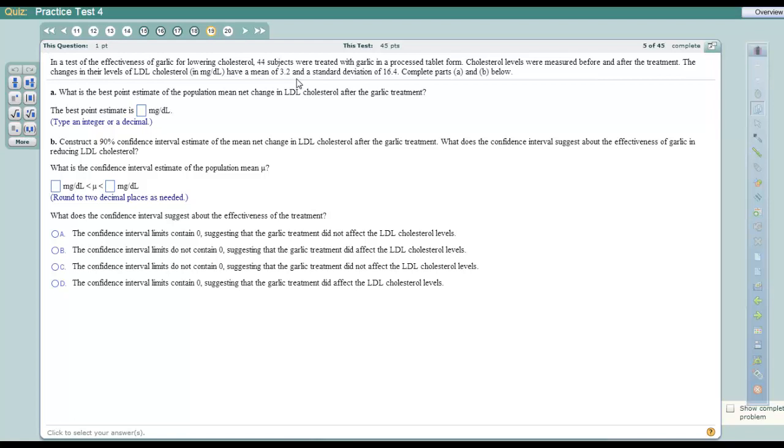There's no change. All right, so the choices are: confidence interval limits contain 0, suggesting that the garlic treatment did not affect the LDL cholesterol levels. That sounds right. Confidence interval limits do not contain 0, suggesting the garlic treatment did affect. Well, it contains 0. Ignore that one. Confidence interval limits contain 0, suggesting the garlic treatment did affect the LDL cholesterol levels. No, it's A, because of that 0. In fact, we might say some people went up, some people went down. We don't know. It seems like it's not a sure thing one way or the other. Okay?